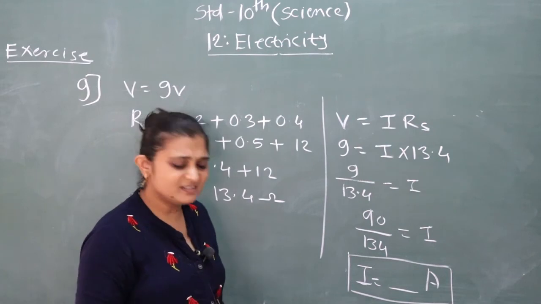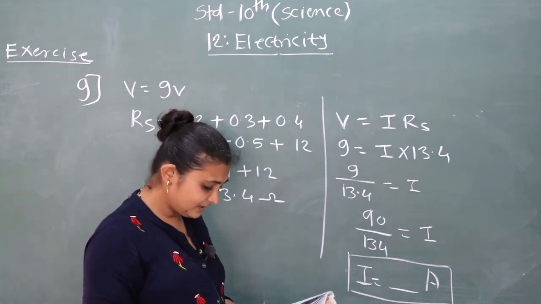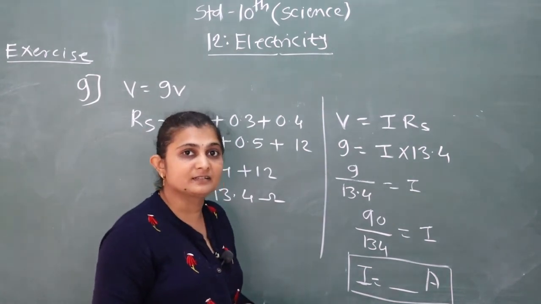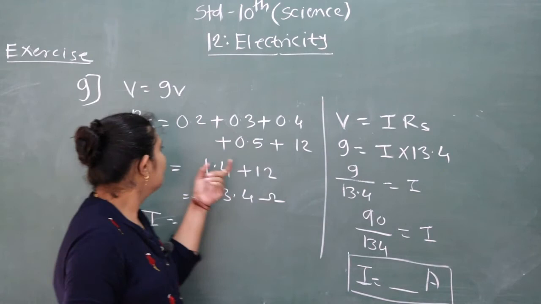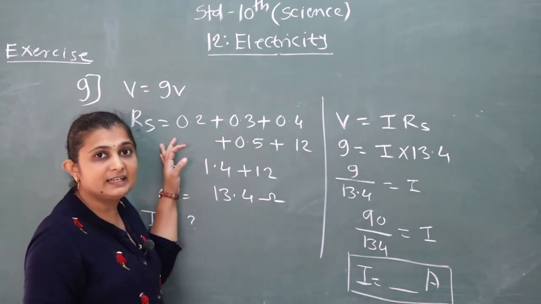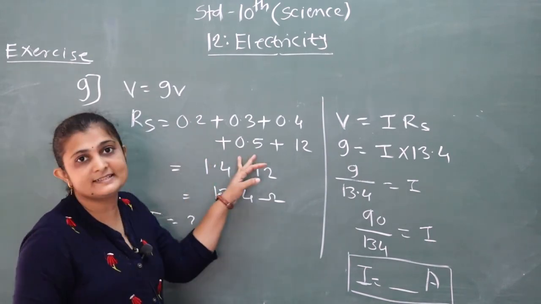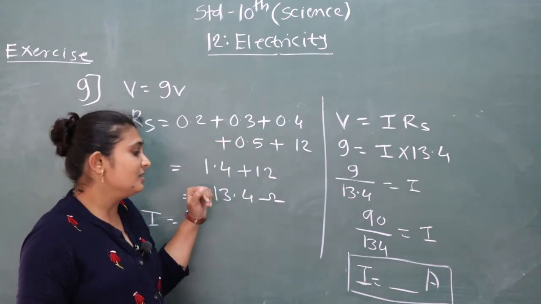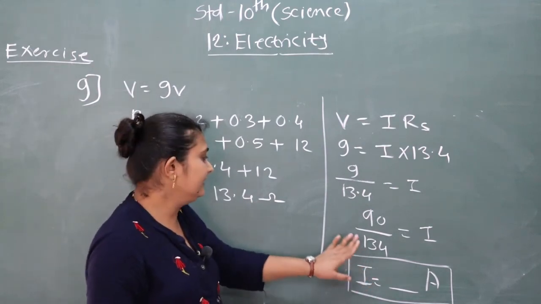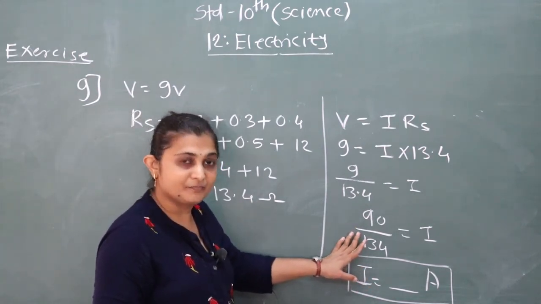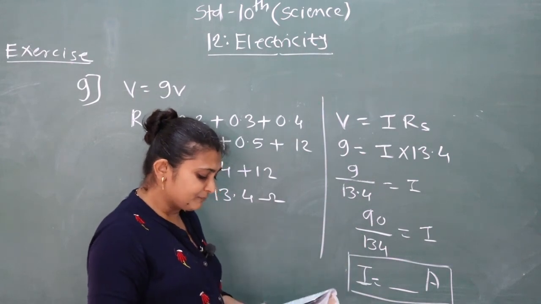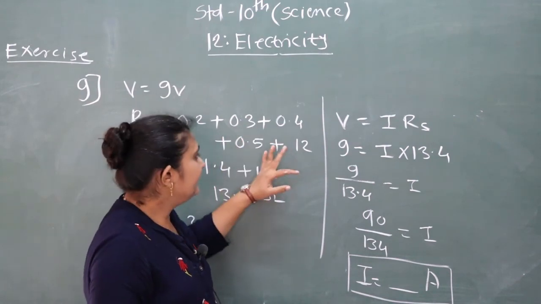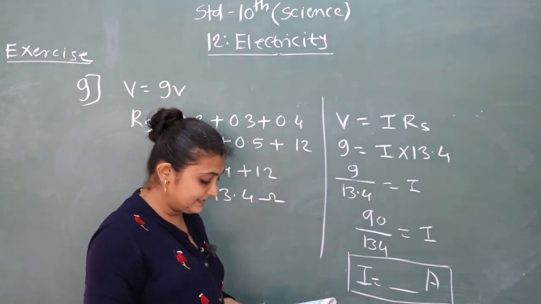But what is the question? See, how much current would flow through the 12 ohm resistor? But student, this is the series connection, and in series connection the current flowing through all the resistors will be the same. Current does not change in the series connection. So our final answer is this one, 90 upon 134. Understood? Current will be the same. From 0.2 ohm, 0.3 ohm, any resistor, current will be the same.